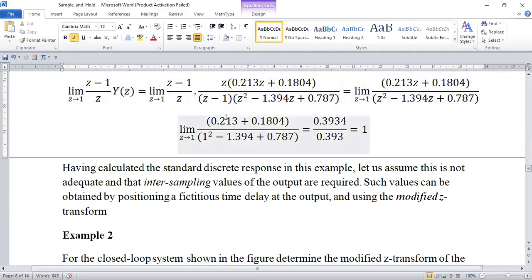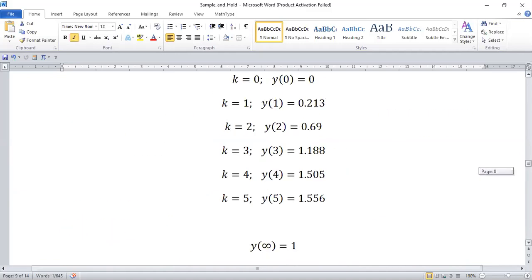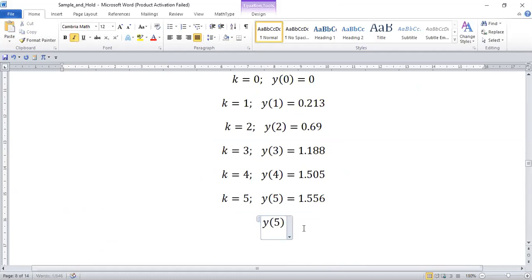So the next, I'm going to be going into the modified Z transform. For the normal Z transform, k is an integer, so you have k at integer values: k equal to 1, k equal to 2, k equal to 3. The modified Z transform allows us to get the output at intersampling times. How about if you wanted to get y of 5.1, how can we get it?